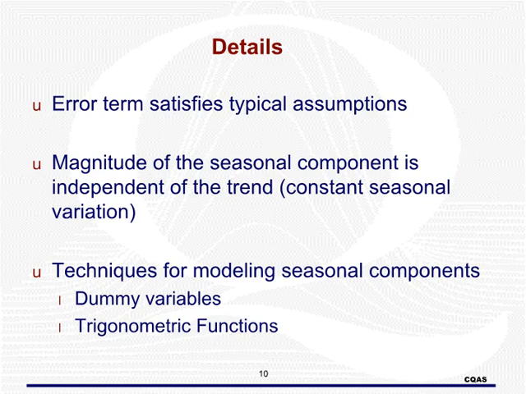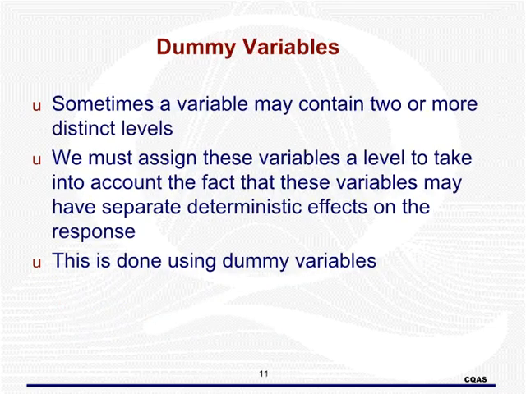We will use two types of regression techniques to create seasonal trend models. These are dummy variables and trigonometric functions. Let's first talk about dummy variables. Sometimes, instead of being continuous, a predictor variable will be categorical. This means that it has two or more distinct levels. From regression, we know that these types of variables have to be treated differently. We must somehow create a new set of variables to take into account the separate deterministic effect that each level has on the response.